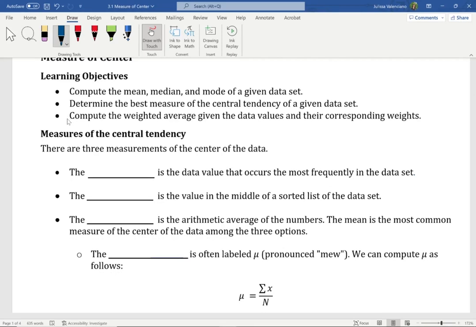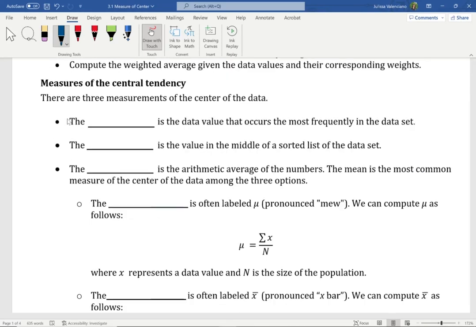In other words, measurements of the center of the data. There are three measurements of the center of the data. We call these average. When we say average, we could be referring to mode, median, or the mean. The mode is the data value that occurs the most frequently in the data set. So if you want to find the mode, you're going to look at the list of your data values and you're going to look for the value or values, it could be more than one, with the most frequency. We're going to look at some examples. For now, we're just looking at the definitions.